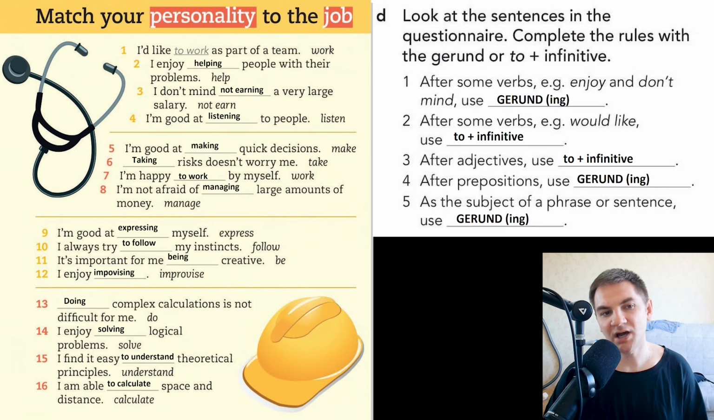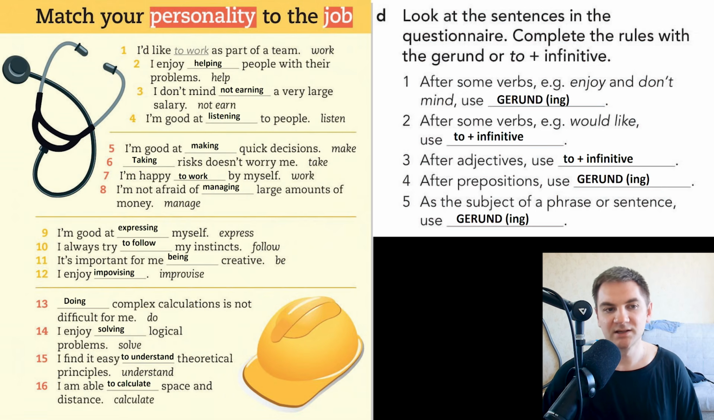Next, 2. After some verbs, for example would like, use to plus infinitive. Verbs that often express a wish, plan or decision, like would like, want, decide, plan, and need, are followed by the infinitive with to. For example, I'd like to work, and not I'd like working, no.